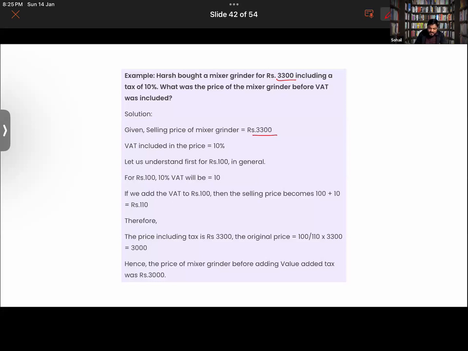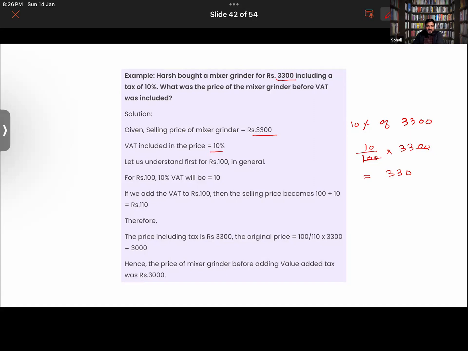The given selling price is this much. Value added tax included in this is 10%. So we understood that 10% of 3,300 means what? 10 upon 100 multiplied by 3,300. So that is 330 rupees. So therefore, what do we need to do? We need to simply subtract it from the given price. Yes, okay sir. So in this manner, you can solve it in a very easy manner.